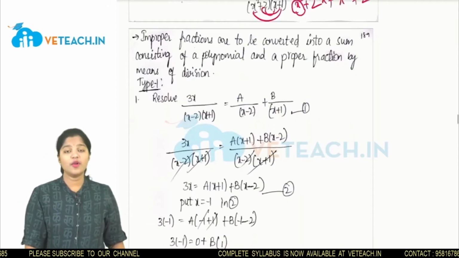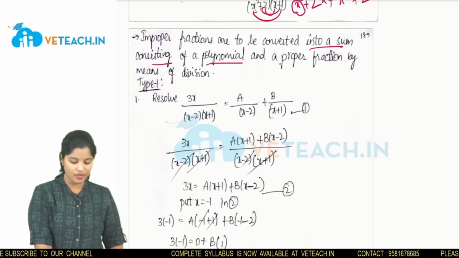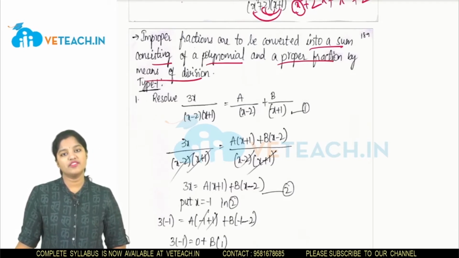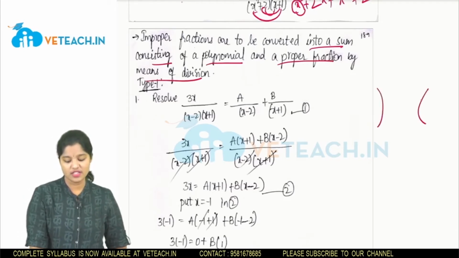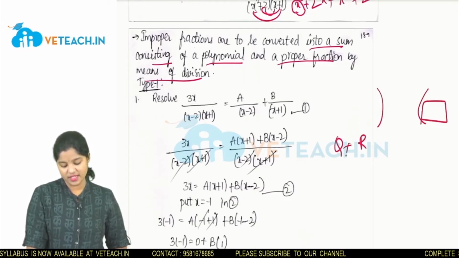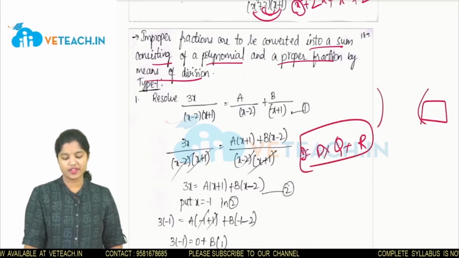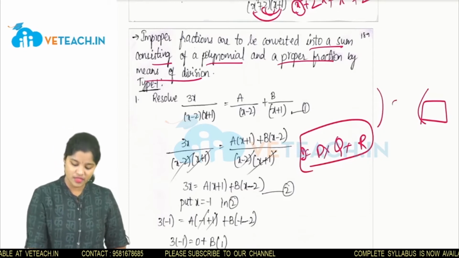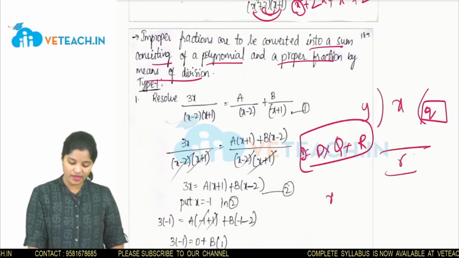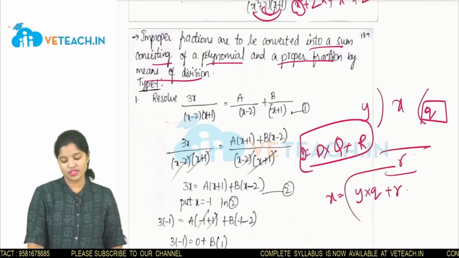When an improper fraction is given, we should convert it into a sum consisting of a polynomial and a proper fraction by means of division. By using the normal long division method, we will calculate and write quotient plus remainder. Dividend is equal to divisor into quotient plus remainder. That means if x is the dividend, y is the divisor, q is the quotient and the remainder is r, we will write x is equal to y into q plus r. Then we will solve the problem.